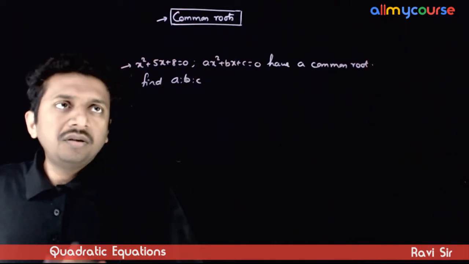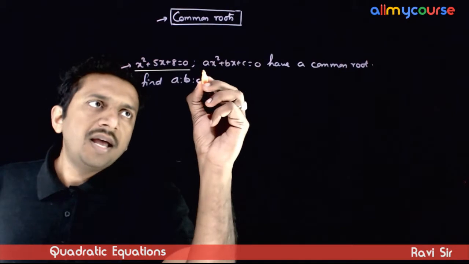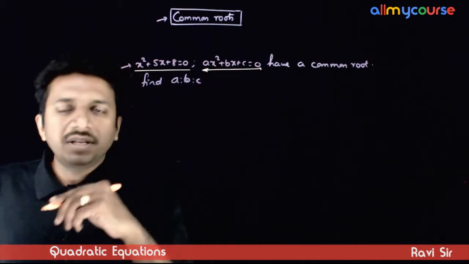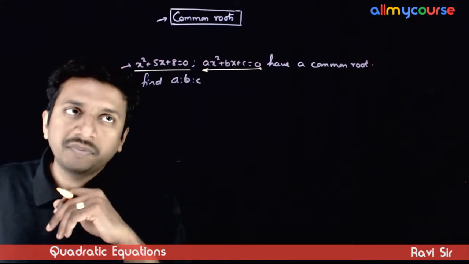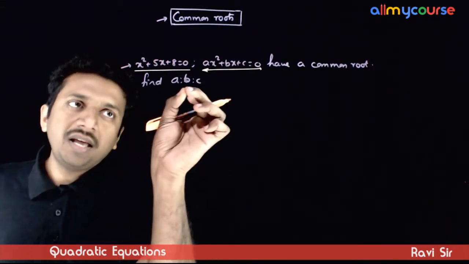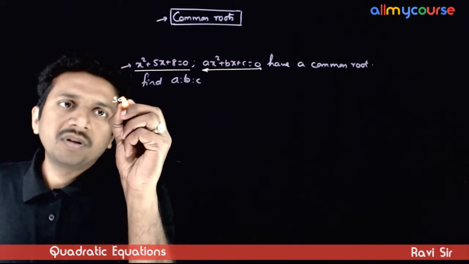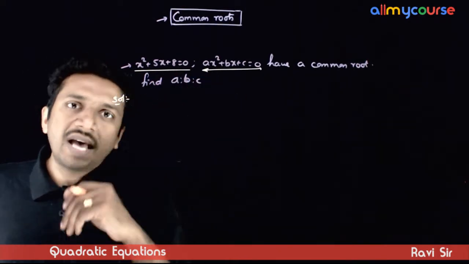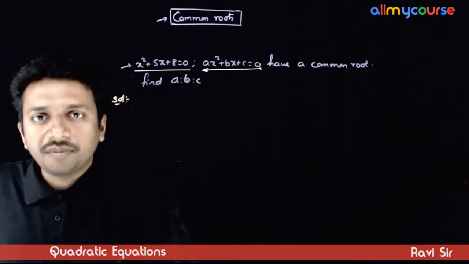In this question, you're given that x² + 5x + 8 = 0 and ax² + bx + c = 0 have a common root, and you're asked to find a : b : c. So if these two equations have a common root, how can you find a : b : c?